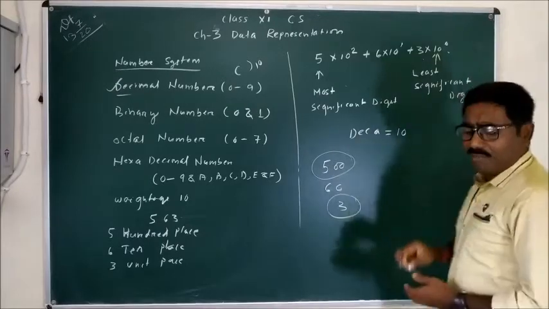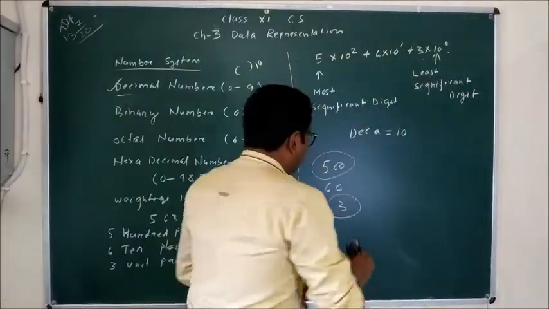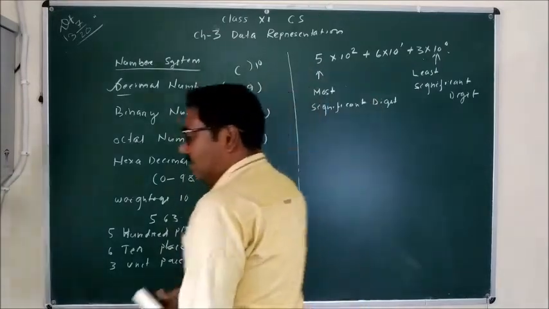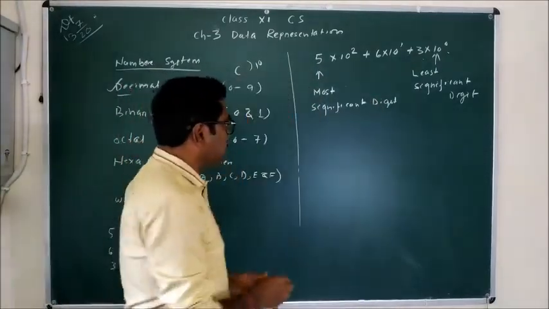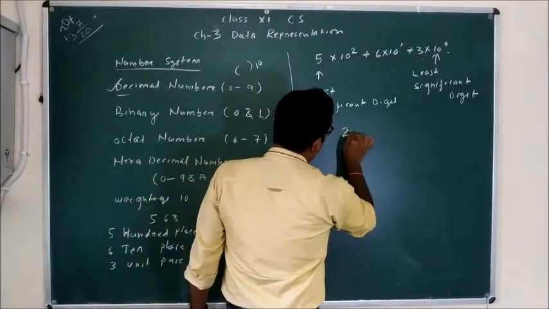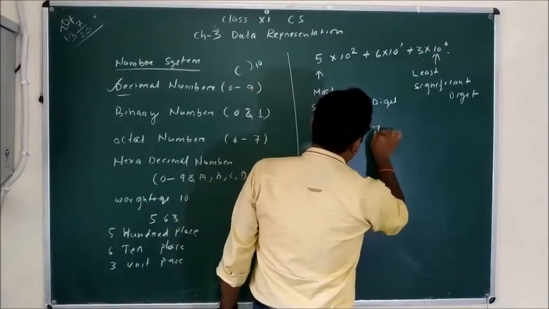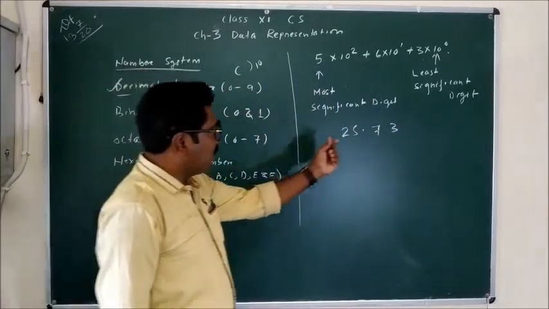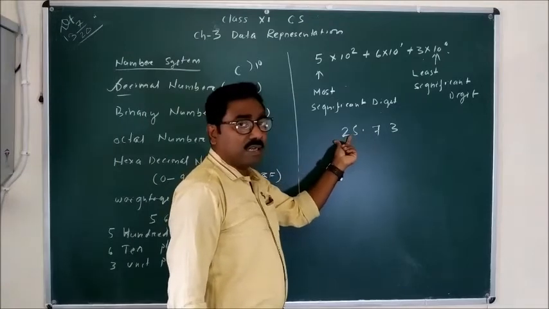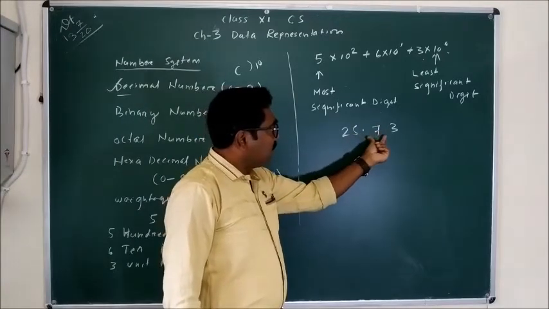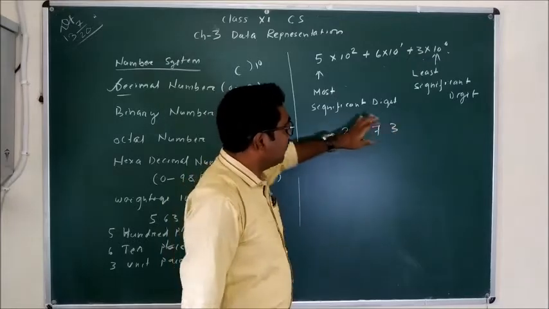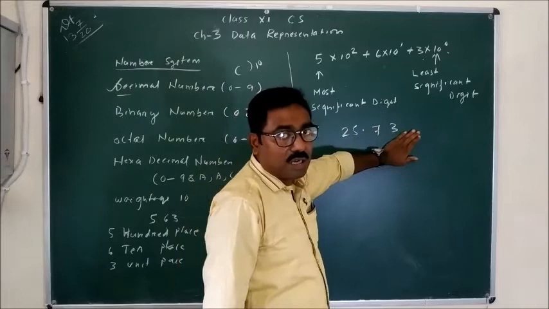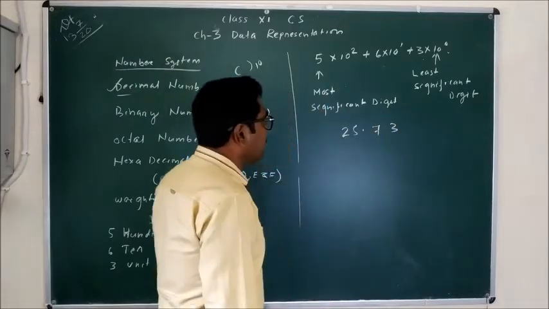The same thing happens in the case of a fractional number. Suppose I am writing a fractional number here, that is 25.73. Now what happened? This is the unit place and this is the 10 place. We know that. And what about 0.73? If you forget about or remove this 25, then the number is 0.73. So how can we represent the 0.73?